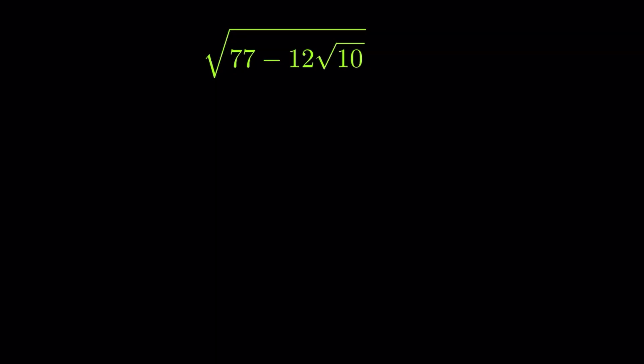Simplify the square root of 77 minus 12 times the square root of 10, and no calculator is allowed.